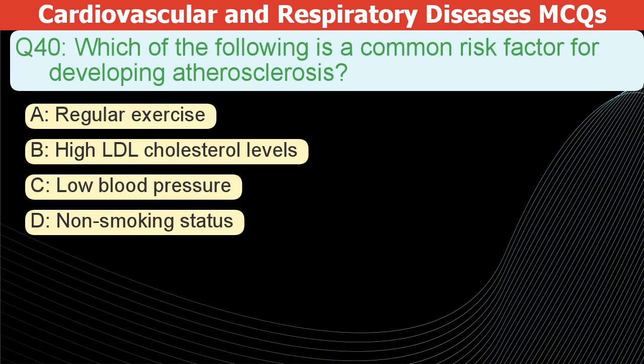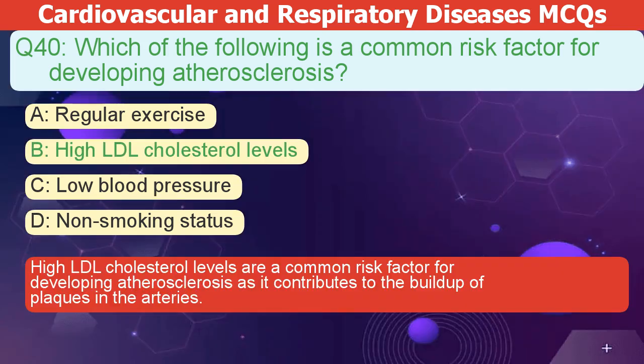Which of the following is a common risk factor for developing atherosclerosis? A. Regular exercise. B. High LDL cholesterol levels. C. Low blood pressure. D. Non-smoking status. The correct answer is B. High LDL cholesterol levels are a common risk factor for developing atherosclerosis, as it contributes to the buildup of plaques in the arteries.